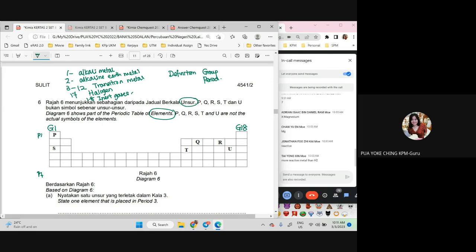Jadual berkala. So, I tak kisahlah you tulis di depan, you write horizontal row of elements in the periodic table. Ataupun horizontal rows in the periodic table of elements. Perkataan elements ataupun unsur mesti keluar sekali dalam definition group atau period. Okay. And then the rest, what they'll be asking, the simple one is you need to identify how you get the group. Group depends on your number of valence electrons.